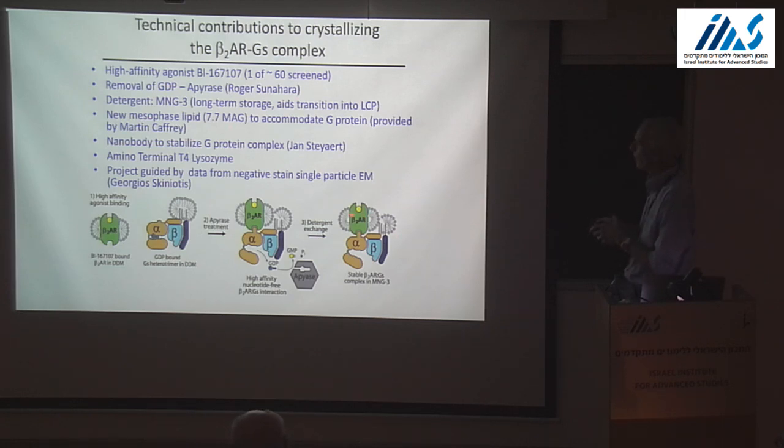Another reagent that we had access to was a special lipid for lipidic cubic phase. Lipidic cubic phase, at the time, couldn't accommodate really large proteins, until Martin Caffrey developed this smaller lipid, and we were able to get this lipid from Martin Caffrey. We again used a nanobody that helped stabilize the complex. We did some protein engineering, and then this whole project was largely guided by negative stain EM from Yurgo.